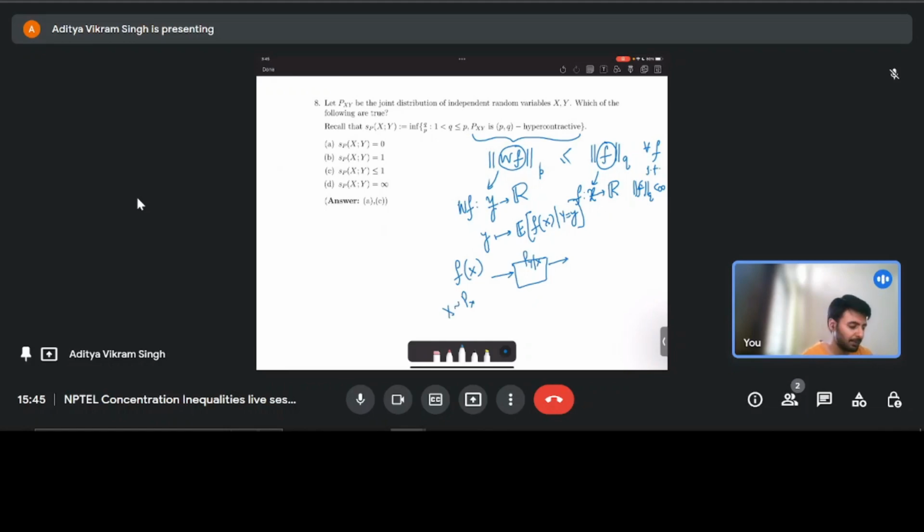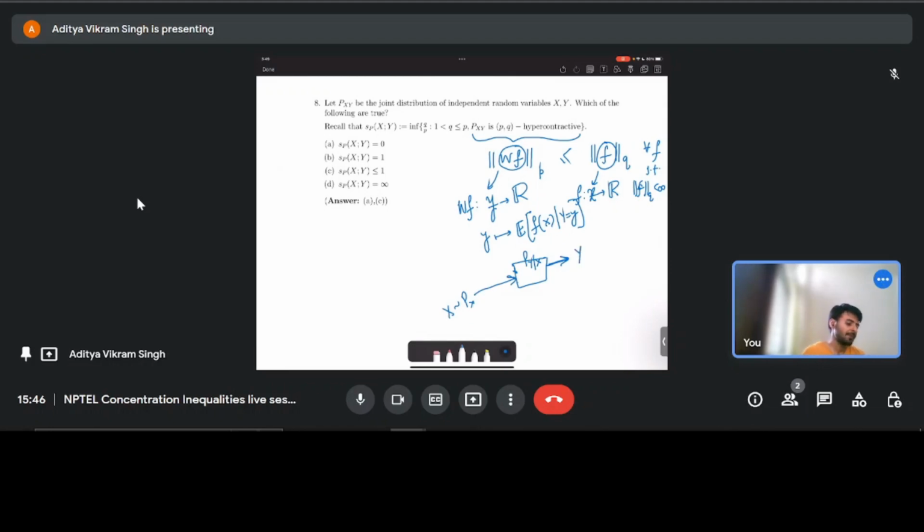So x is sampled from p of x. Then you have this f of x, which is passed through this channel. Wait, you have this x which is passed through the channel, and you get some y.